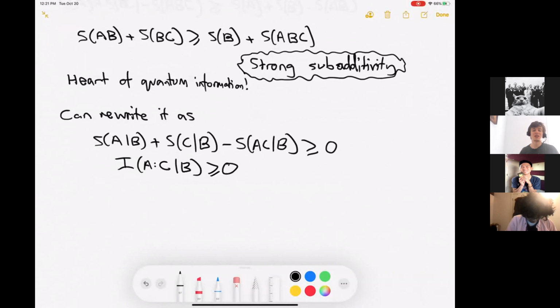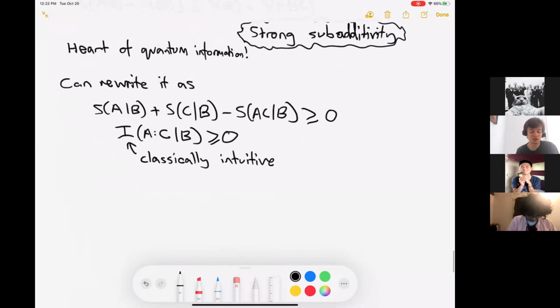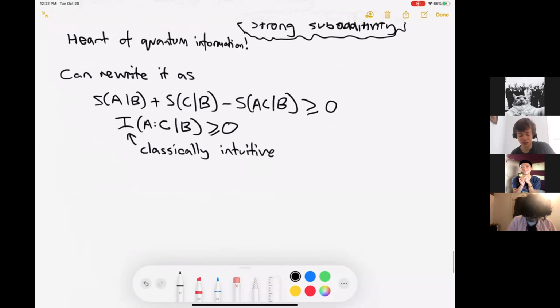Okay, so classically, this would be the statement that even if we already know B, then there's a positive amount of shared information, or correlation, between A and C. It's just an expectation of the mutual information between A and C, conditional on learning B, over all the possible values of B. So this might not seem very surprising at all, but you've really got to remember. Go ahead. Someone have a question?